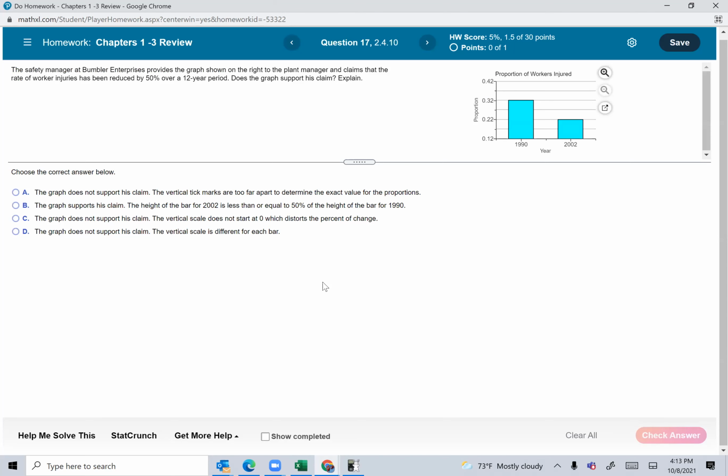I was talking about the one before that one, the one with the stem and leaf plot. Yeah, I'll go back to it. Yeah, oh, okay. Okay, what do you think about this graph, guys? The safety manager at Bumbler Enterprise provides the graph shown on the right to the plant manager and claims that the rate of worker injuries has been reduced by 50%.